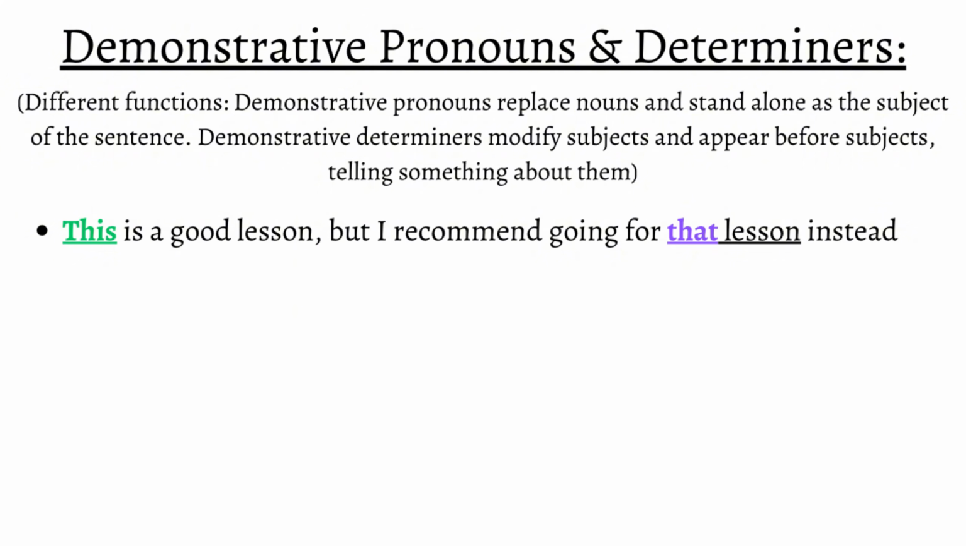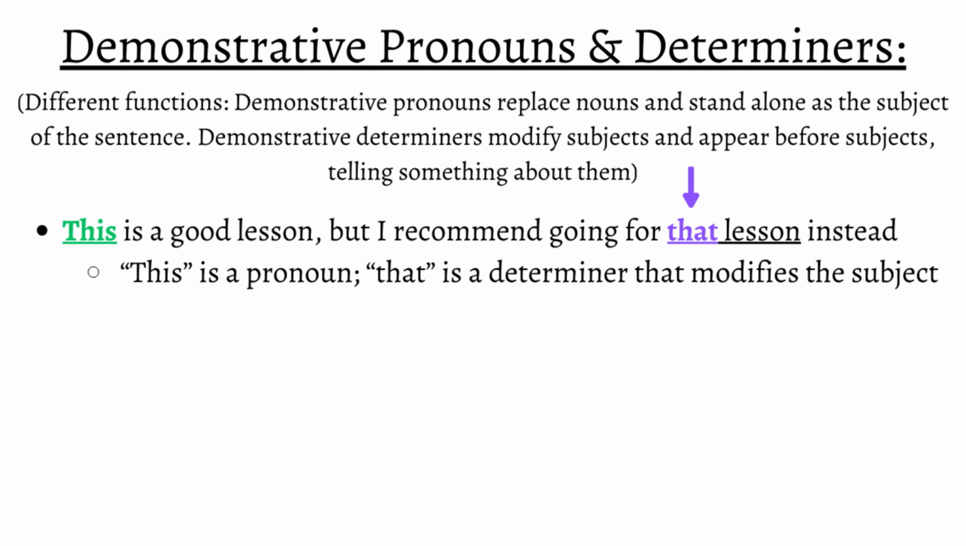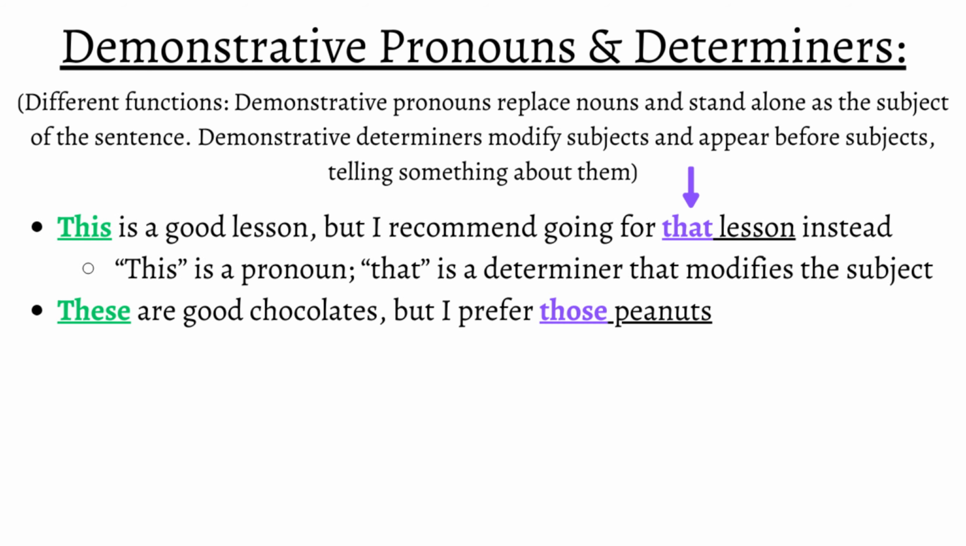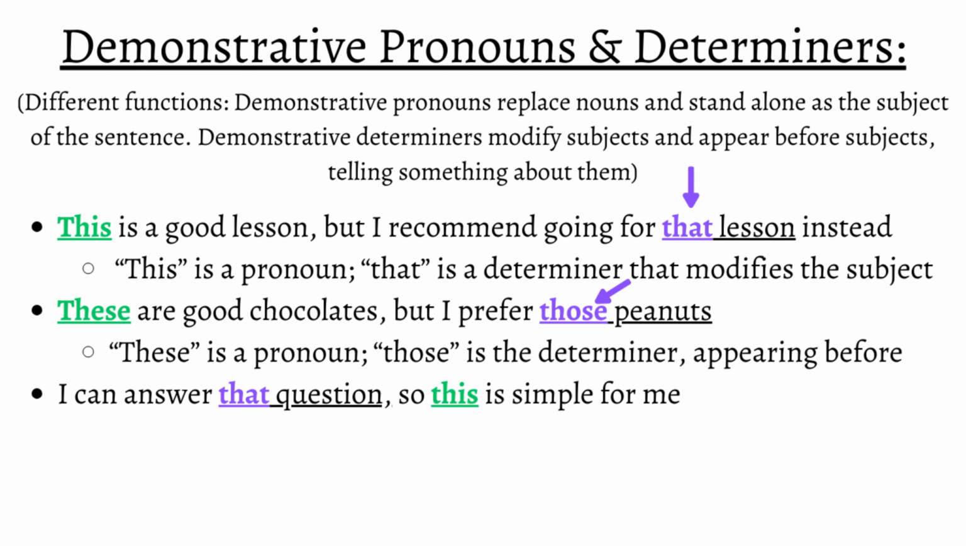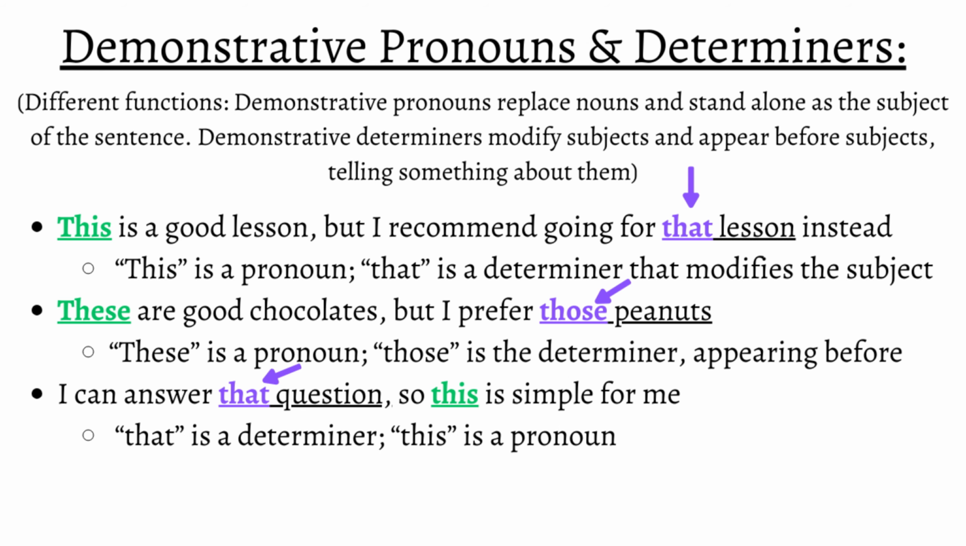Here are some examples. This is a good lesson, but I recommend going for that lesson instead. In this sentence, this is a pronoun, but that is a determiner because it modifies the subject, appearing before it. These are good chocolates, but I prefer those peanuts. These is the pronoun, but those is the determiner, again appearing before the subject. I can answer that question, so this is simple for me. In this case, that is a determiner, and this is the pronoun.